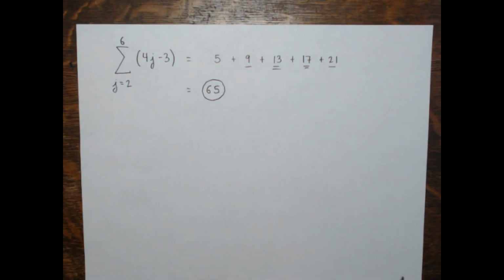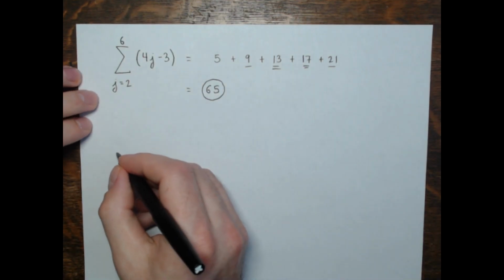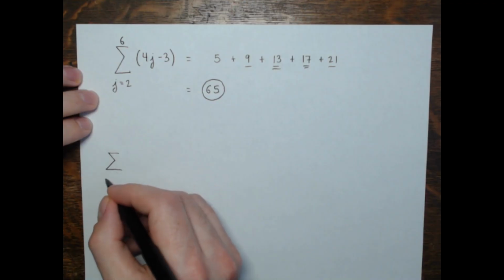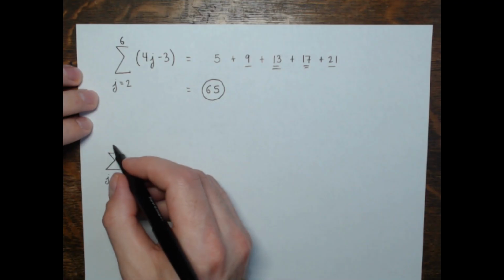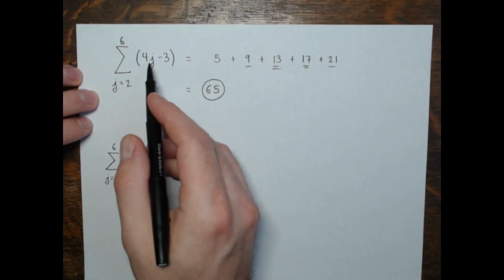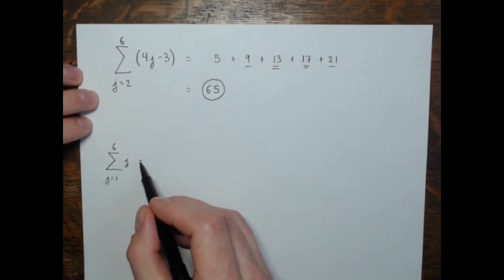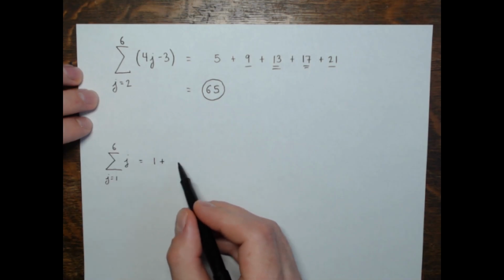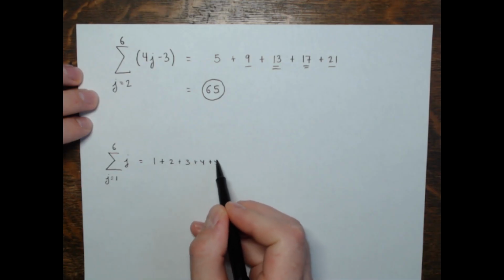Now, I told you about the formulas. So remember the sum, now, if it was from j equals 1 to 6, I see j to the first in there. So if I had this, so again, this is 1 plus 2 plus 3 plus 4 plus 5 plus 6.